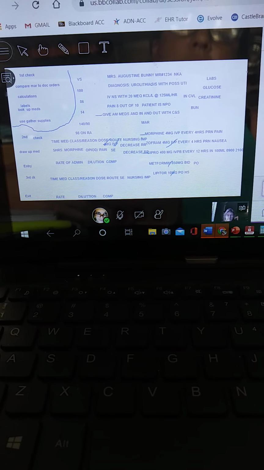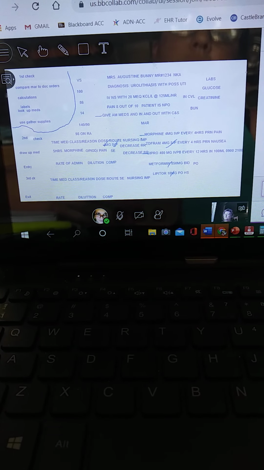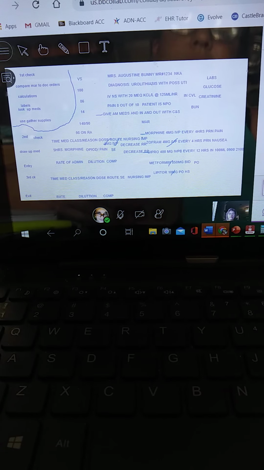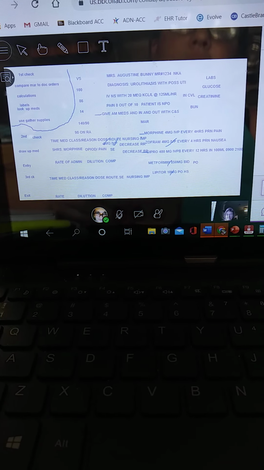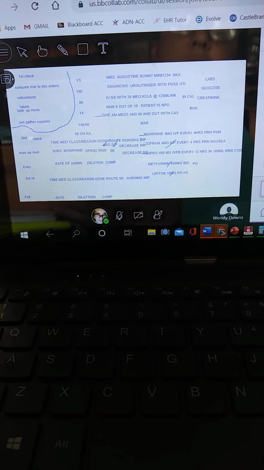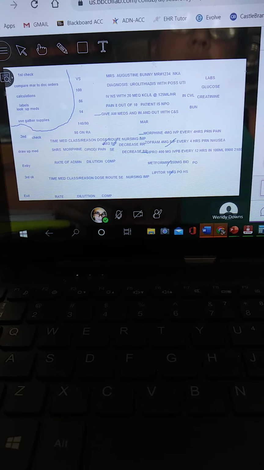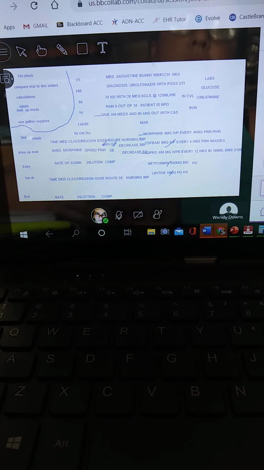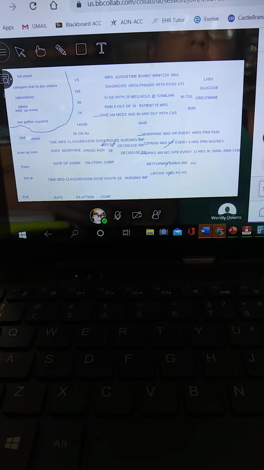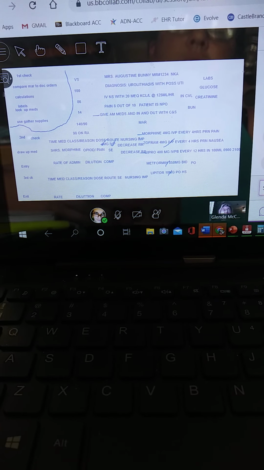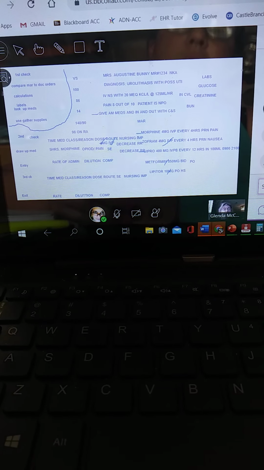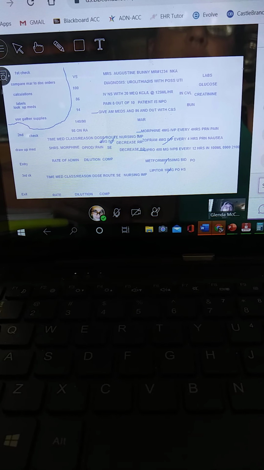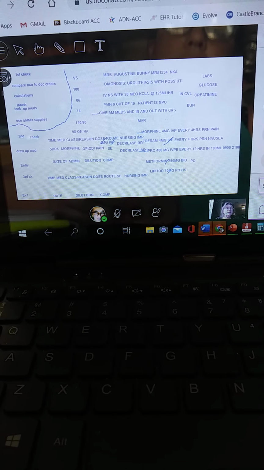What's the rate of administration for morphine? Is it over 2 minutes? A little longer than that. It's usually 4. 2 to 5? It's 4 to 5 minutes. The rate of administration is 4 to 5. Okay. So does it need to be diluted?